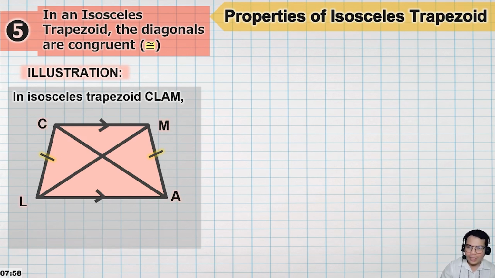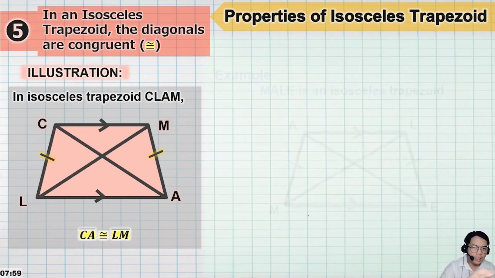So, for example, we have here isosceles trapezoid CLAM. Since this one is an isosceles trapezoid, we can say that the diagonal CA is congruent with diagonal LM. Tandaan na, itong property na to ay applicable lamang sa isang isosceles trapezoid, hindi sa lahat ng klase ng trapezoid. Magkaparehas daw yung sukat ng kanilang mga diagonal.